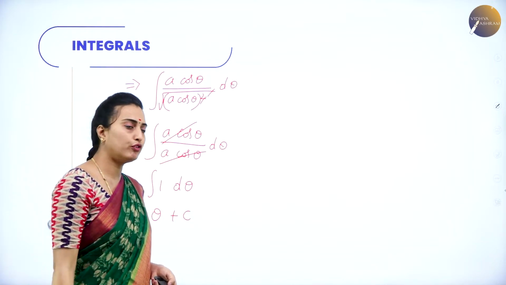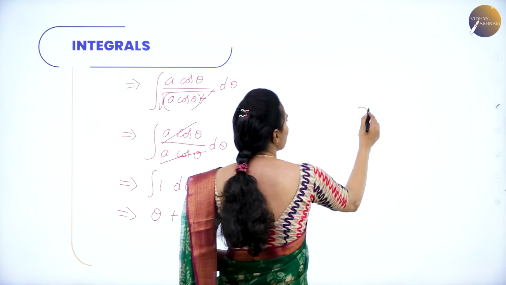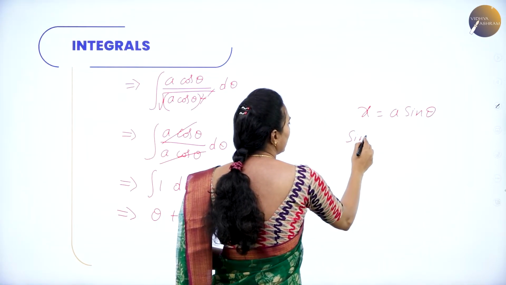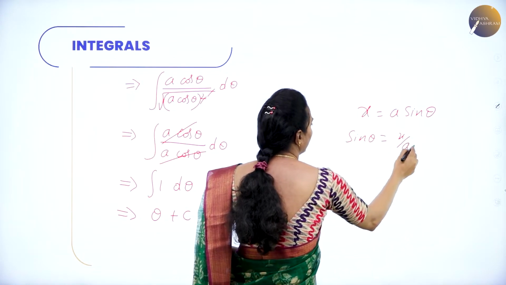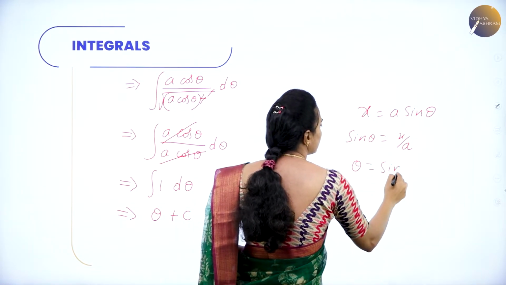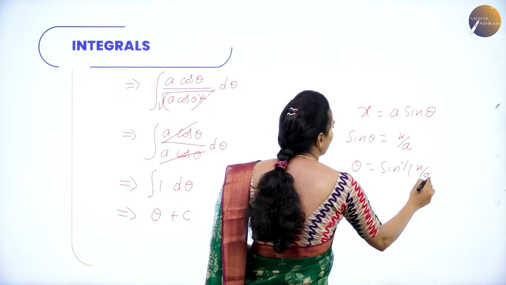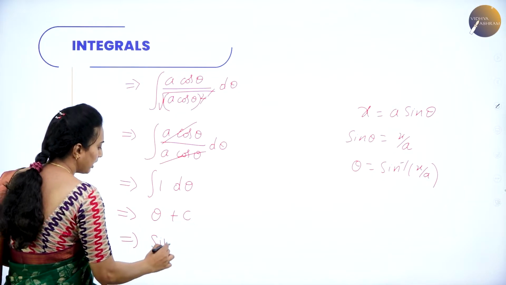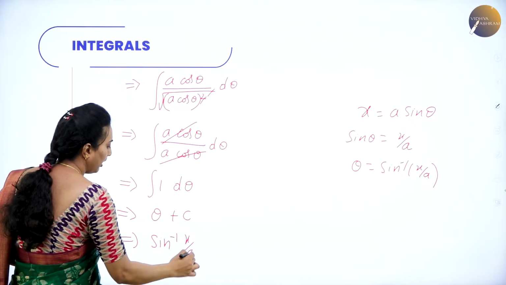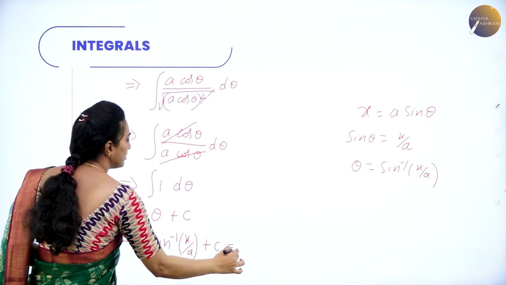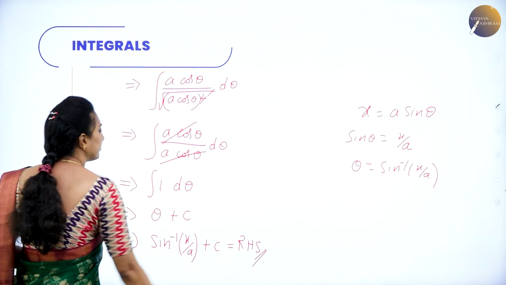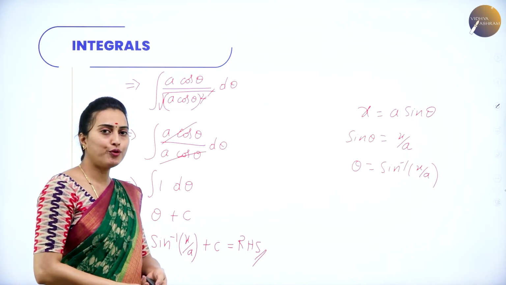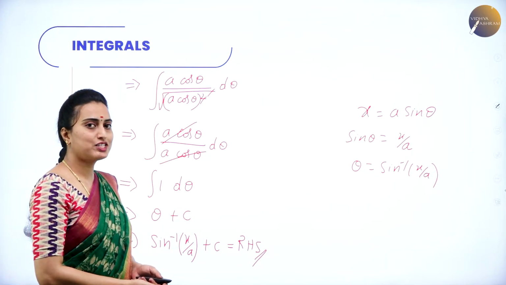Now we need to substitute for theta. We are having the substitution x is equal to a sin theta, isn't it? Therefore, sin theta can be written as x by a. Otherwise, theta can be written as sin inverse of x by a. So the result is sin inverse of x by a plus c. And this is your right hand side proof. Is that easier to prove, dear students? Yes. I hope you got this proof. Now we'll be moving on to the next proof, dears.